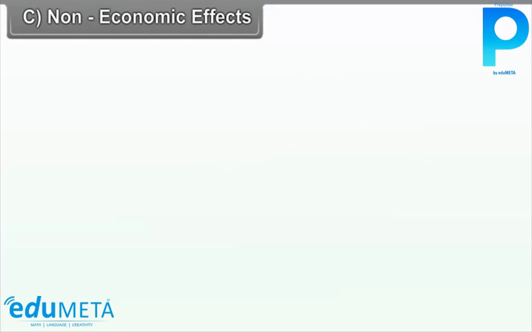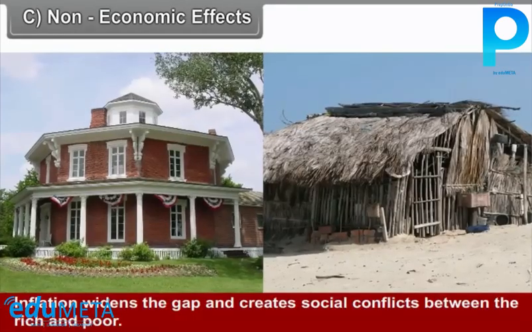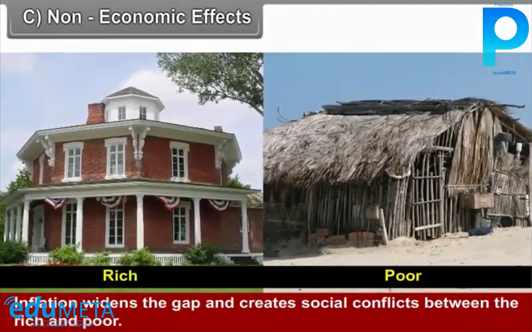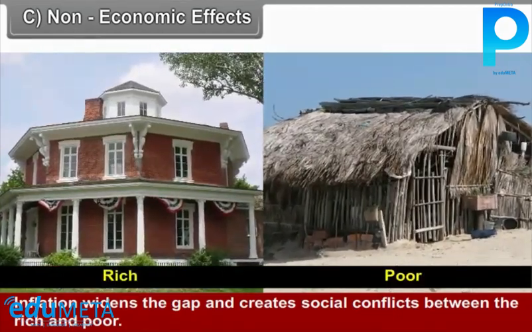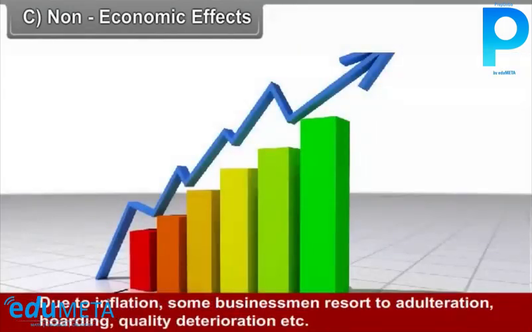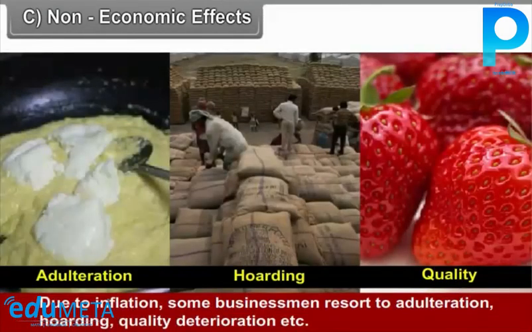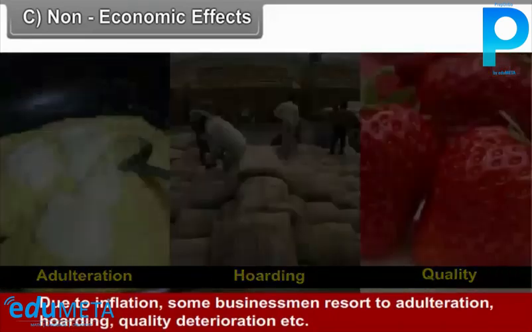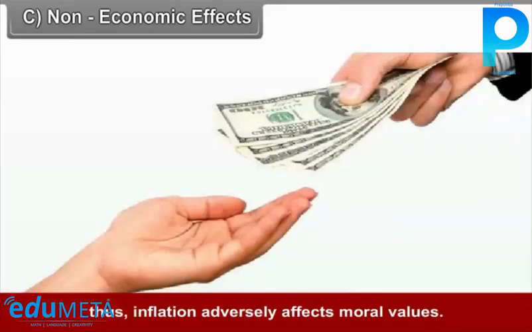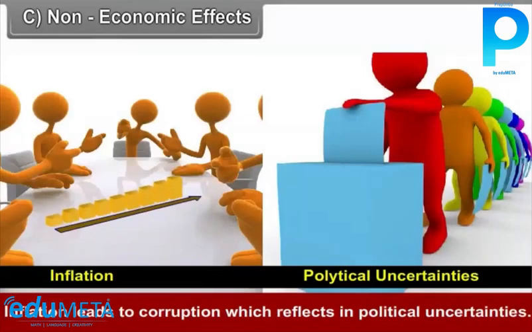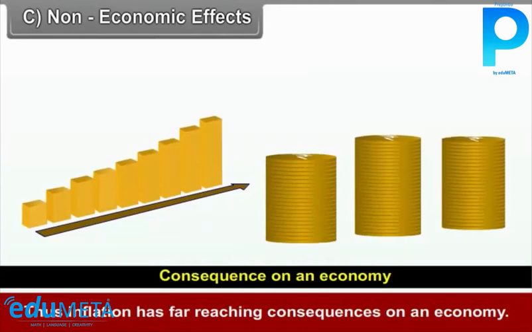C. Non-economic effects. Inflation widens the gap and creates social conflicts between the rich and poor. Due to inflation, some businessmen resort to adulteration, hoarding, quality deterioration, etc. Thus, inflation adversely affects moral values. Inflation leads to corruption, which reflects in political uncertainties. Thus, inflation has far-reaching consequences on an economy.